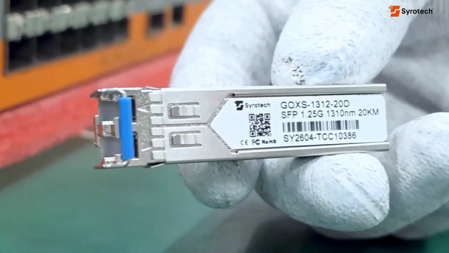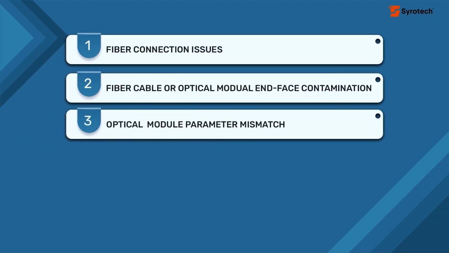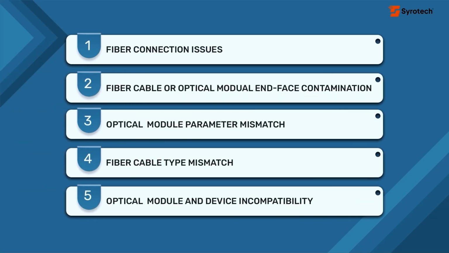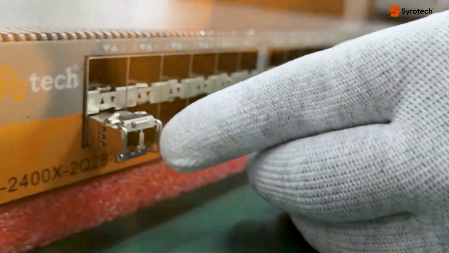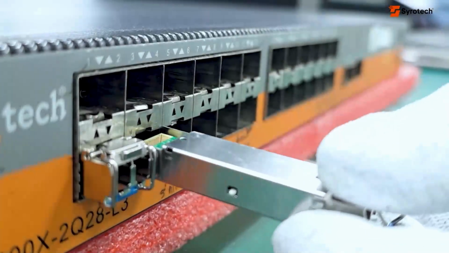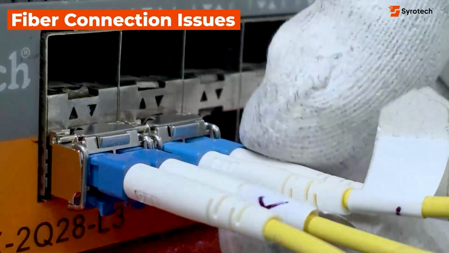Is your optical module not working properly? Here are 5 common issues that can help you identify and fix network faults. First, check the fiber connection.